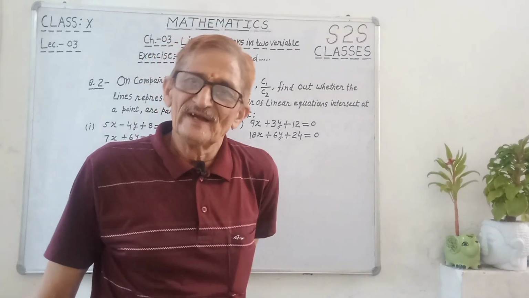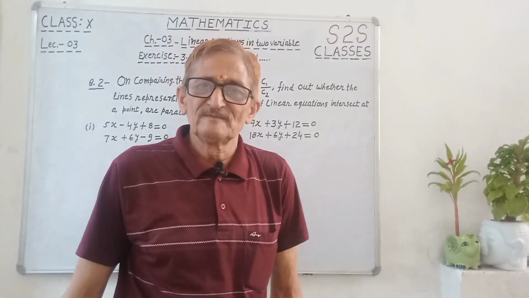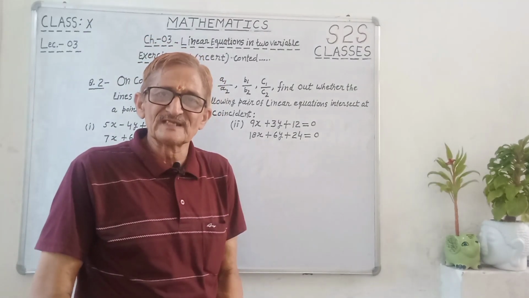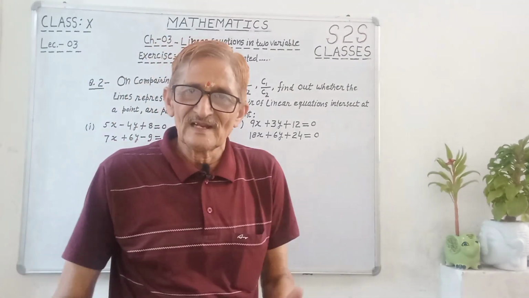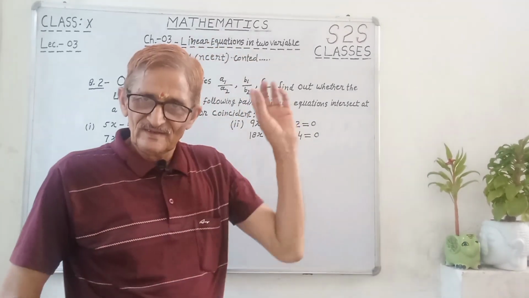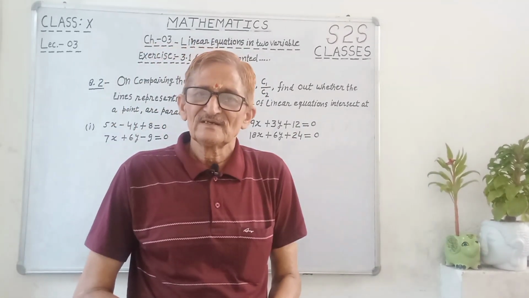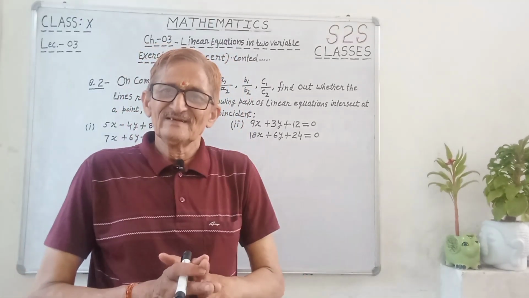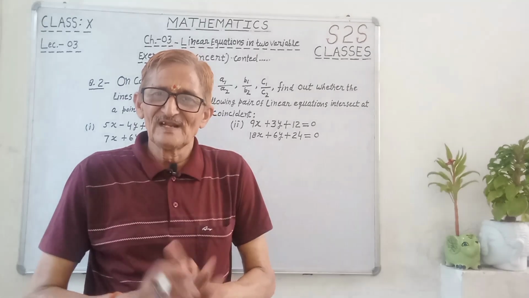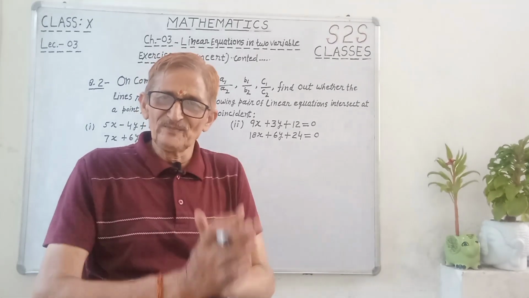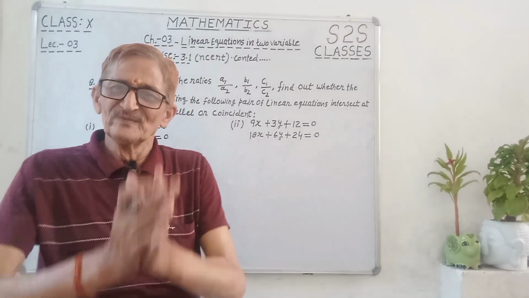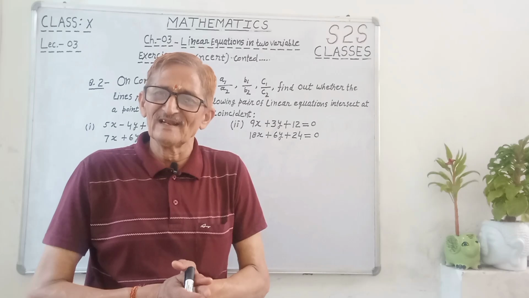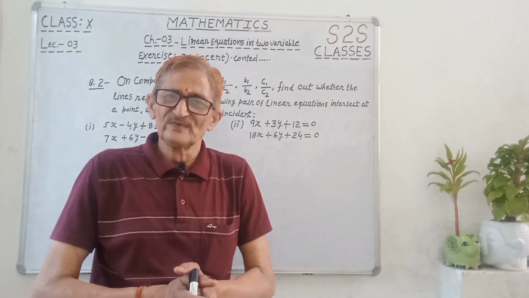ratios, I told in the first lecture of this chapter all these things. Comparing, for intersecting lines, what is the relationship between the ratios of the coefficients? For the intersecting lines, unique solution. Then what is the relation between the ratios? A1/A2 not equal to B1/B2. Then unique solution and the lines intersect at a point. Okay, so we should remember this.